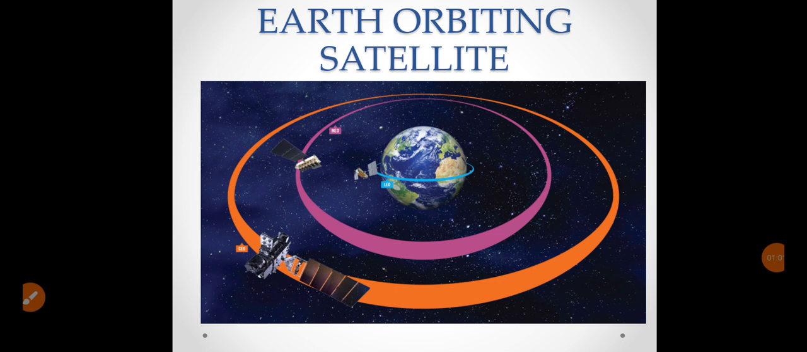Let's move on to the topic Earth orbiting satellites. The first one is LEO, low Earth orbit. These satellites are placed 500 to 1500 kilometers above the surface of Earth. Due to lower latency, these are mainly used in remote sensing and to provide mobile communication services. The second one is medium Earth orbit. It can be positioned somewhere between low Earth orbit and geostationary orbit, around 10,000 kilometers above the surface of Earth.